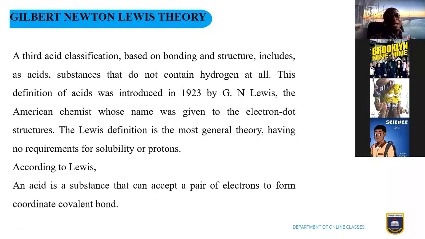According to Lewis, an acid is a substance that can accept a pair of electrons to form what we call coordinate covalent bond. The key words here: accept a pair of electrons to form coordinate covalent bond. My question to you is, what is coordinate covalent bond?